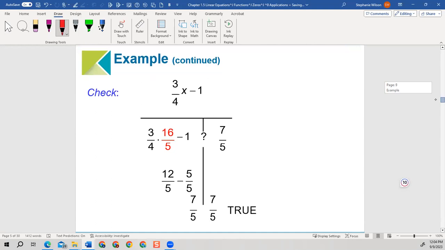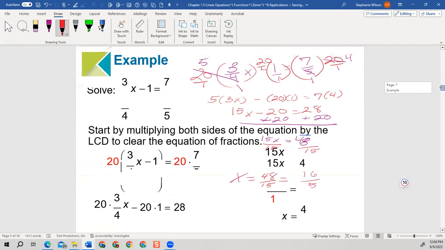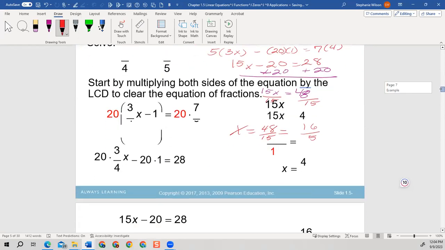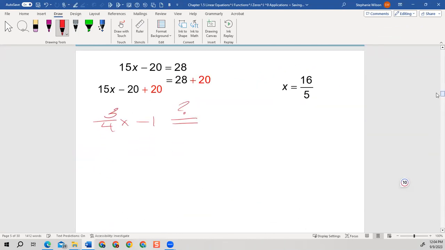So next they want to know, is it a true solution? They say check your work. Just because you got x equals 16/5 doesn't mean it's a true solution. So what I'm going to do is take this original equation, 3/4 x minus 1. We want to see, does it equal 7/5? If it does, then that means my x equals this is true. Again, just because you get a solution doesn't mean it's a true solution.